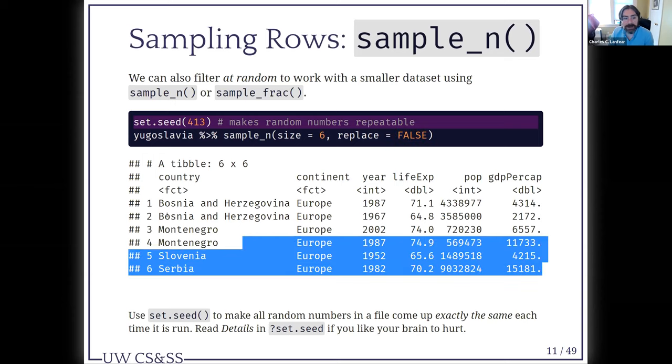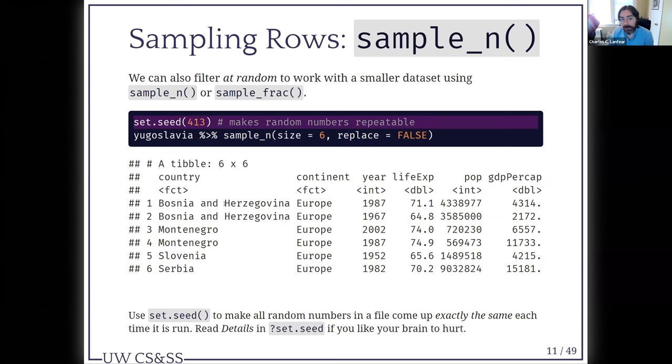This here is just a random draw. You can see they're random. I've got 2 Bosnia and Herzegovinas, 2 Montenegros, 1 Slovenia, 1 Serbia. The years are all over the place because they're randomly drawn. This is just a quick way to draw random samples.